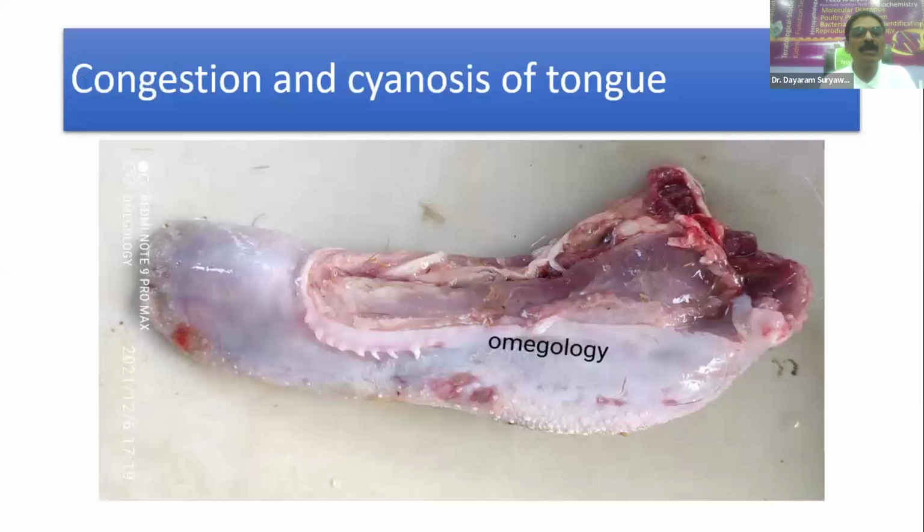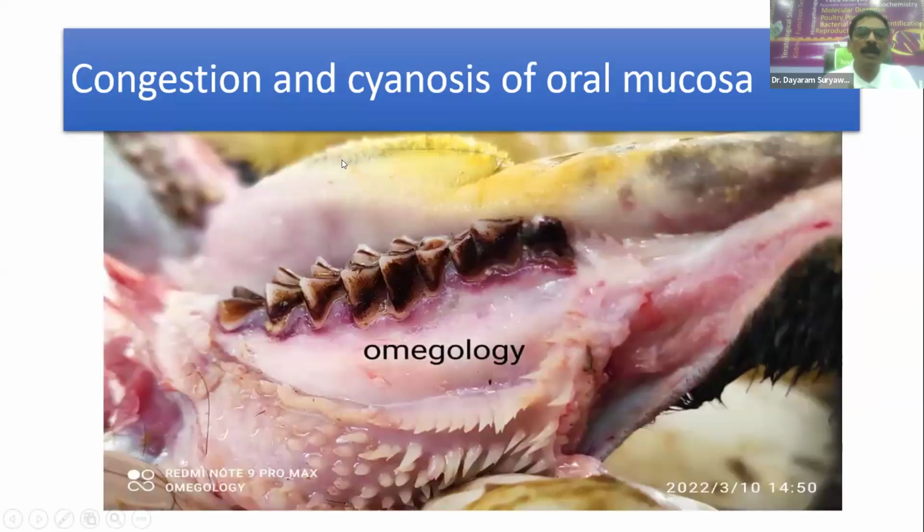Now here we can see the different postmortem lesions one by one. Here, cyanosis of the tongue. If you see, the tip of the tongue has a bluish discoloration. Congestion and cyanosis of the oral mucosa. If you see, this line is affected, showing cyanotic changes. Here we can see the tongue is also swollen and there is not that much cyanosis, but the gingiva is showing cyanotic changes.